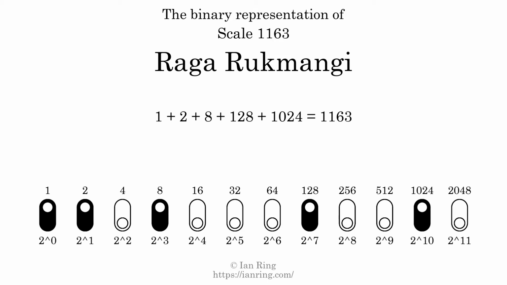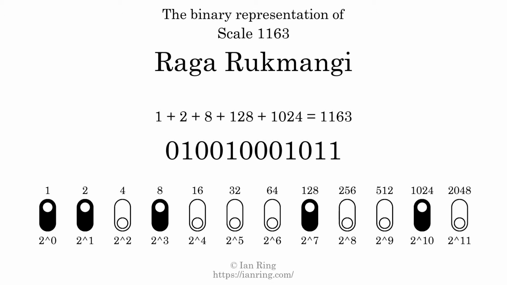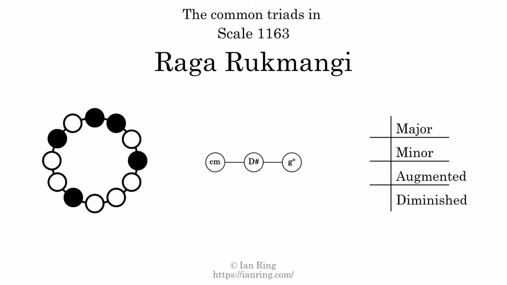The scale number not only enumerates the scale with a unique index, but it also literally describes the tonal content of the scale. Represented as a binary number in base 2, the scale number is 010010001011. Here are the common triads present in this scale.